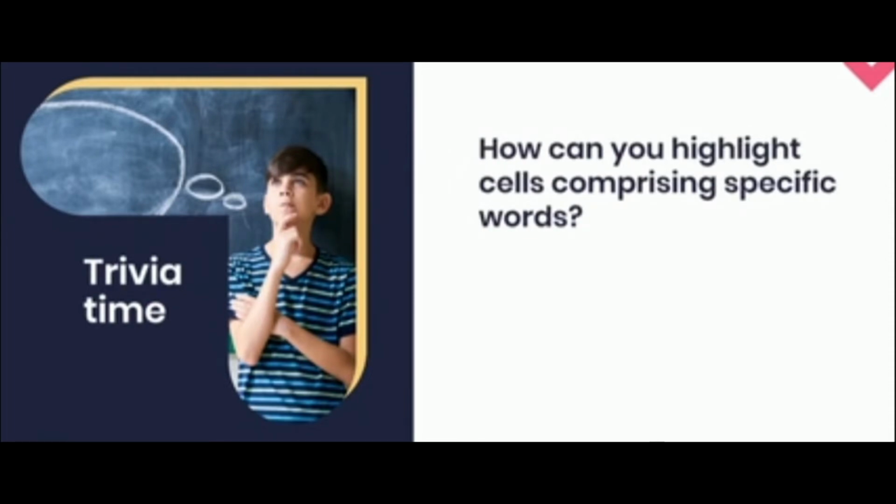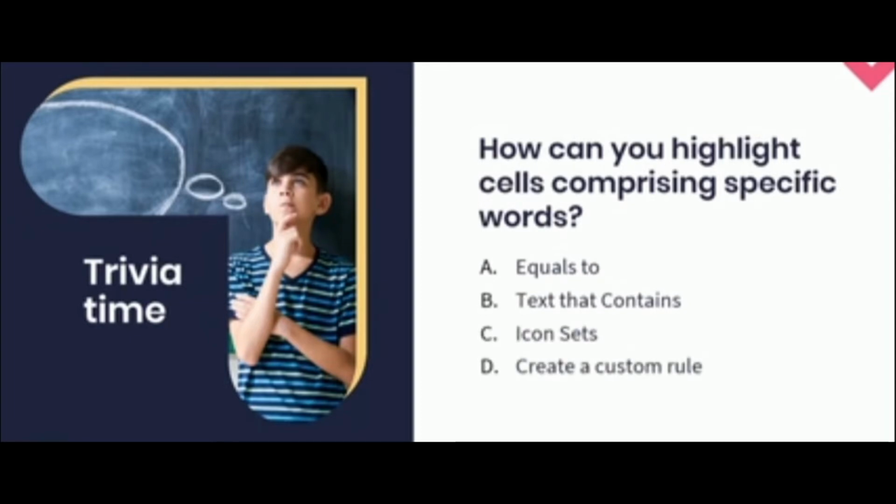In a long list of student grades, if I want to identify all the cells containing the word pass in green, I could use equals to, text that contains, icon sets, or create a custom rule. This is a quick way to identify which students have passed, and in order to do so, I will select option B.